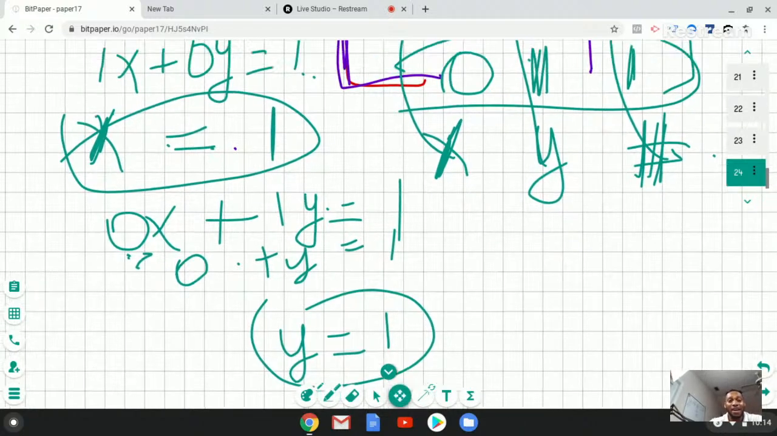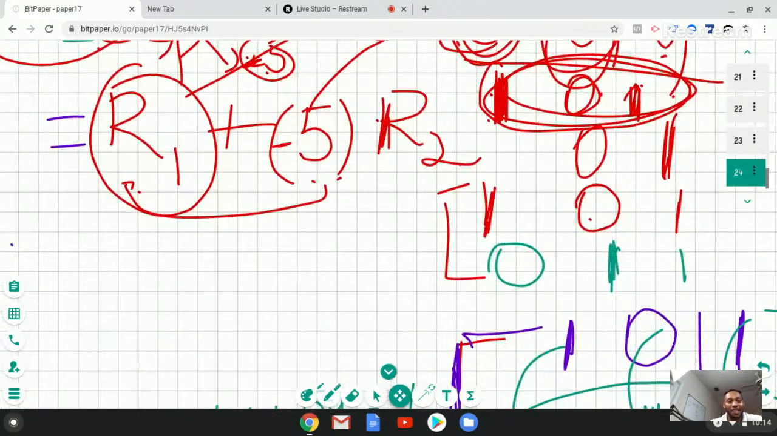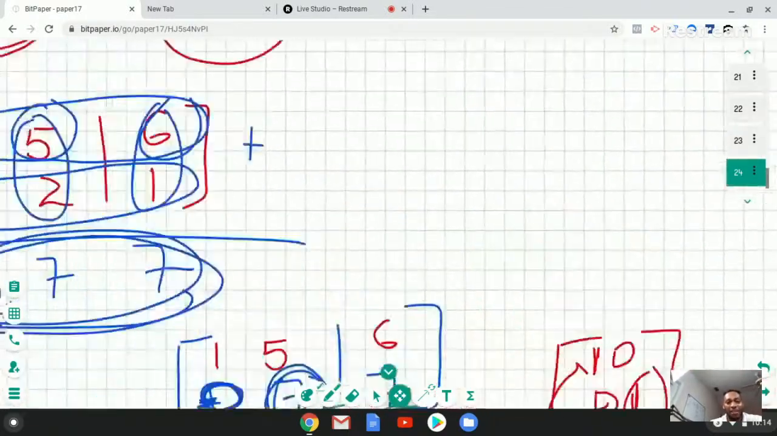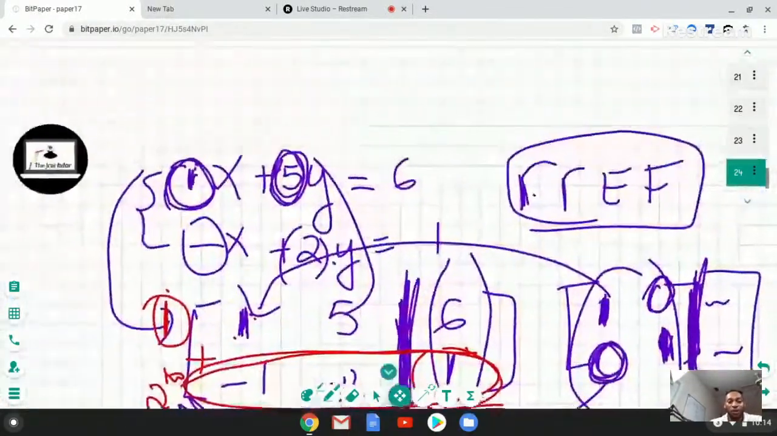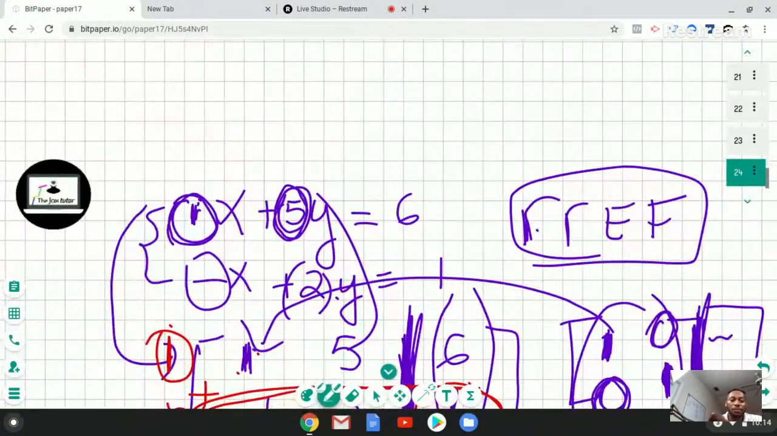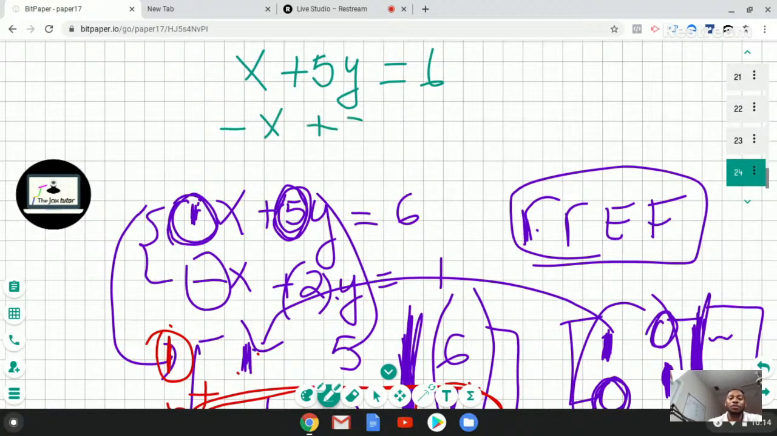If you verify those in this equation, indeed, you're going to find X is equal to 1, Y is equal to 1. So the equations that we had were X plus 5Y is equal to 6, and negative X plus 2Y is equal to 1. With X equal to 1: 5 times 1, so 1 plus 5 is 6. 6 is equal to 6. 2 times 1, negative 1 plus 2 is equal to 1.